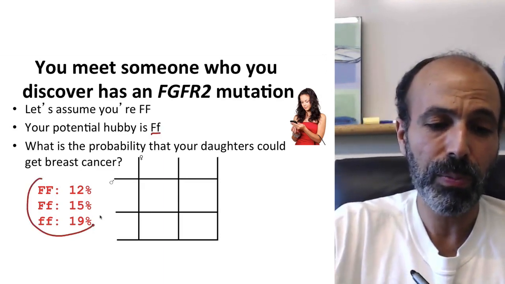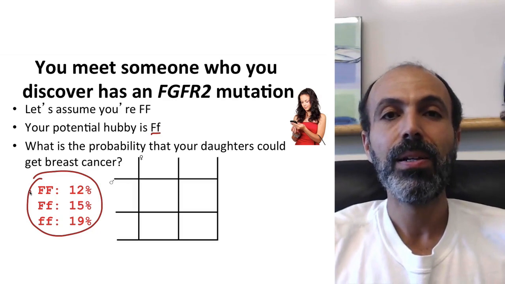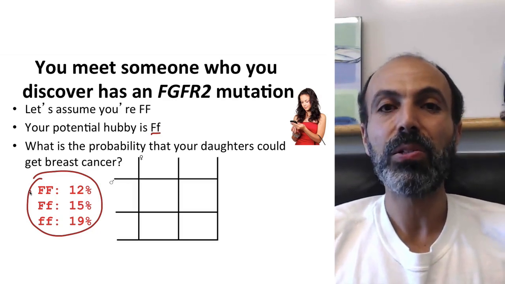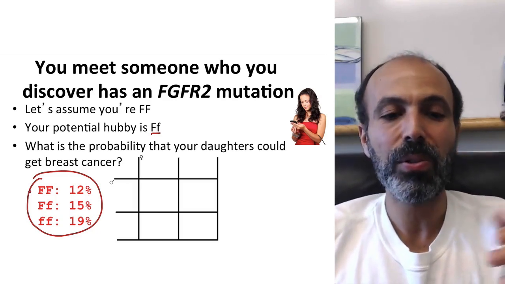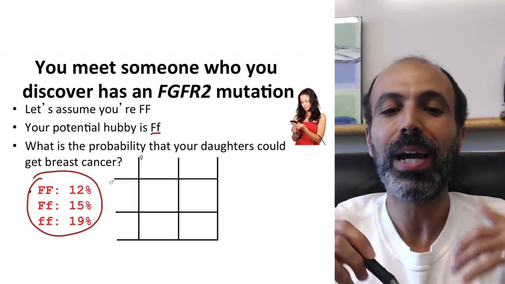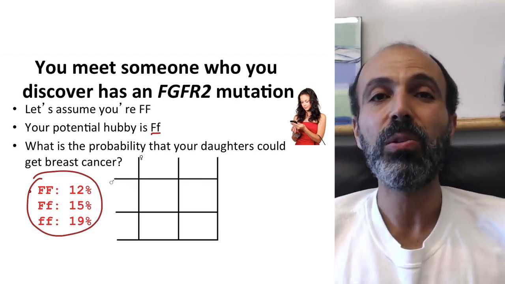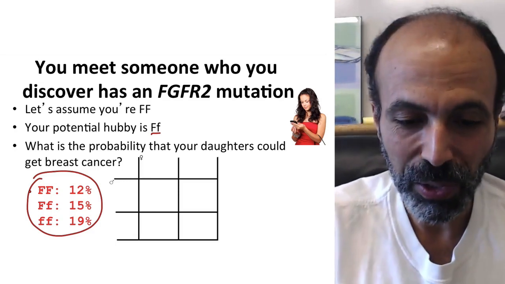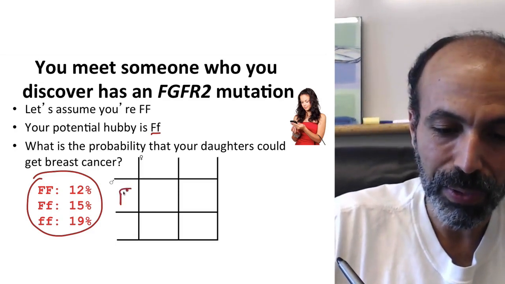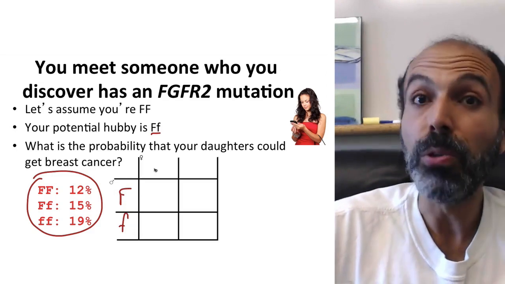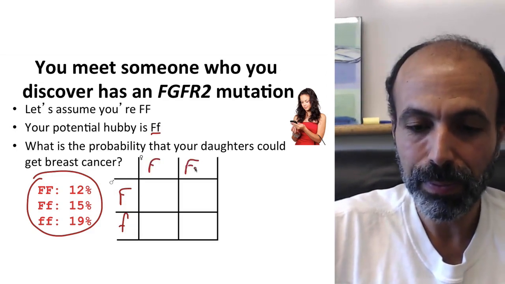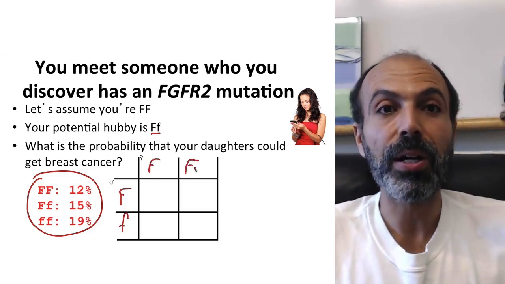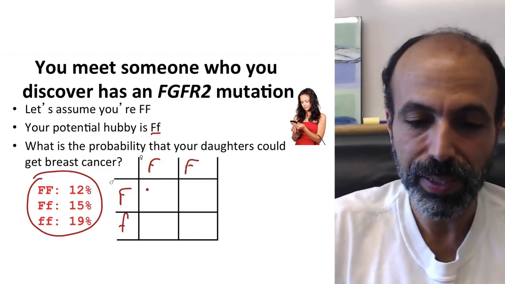And again, I put here all the probabilities so you can see what everything was. What is the probability that your daughters would get breast cancer if you were to have kids with this potential hubby? Basically, how much does it increase it relative to if you had kids with somebody who was just like you? Well, we can do this very easily. So your potential hubby, we say, is big F, little f. You are big F. Okay? So we're just looking at your daughters. We're not worrying at all about your sons in this case.